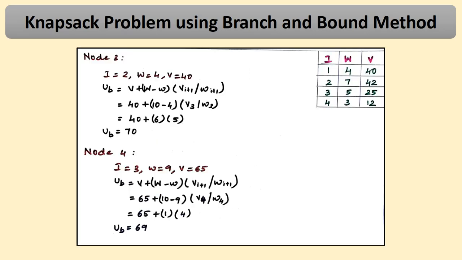So by substituting the value for node 4, the upper bound value is what? 69. Okay. So when you substitute for the formula, V is 65 and capital W is 10 minus the individual weights. So individual weights is 5 plus 4, 9, and V4 by W4. So V4 by W4 is what? 12 by 3, that is nothing but 4. Okay, so the answer is what? Upper bound answer is 69. Now this value should also get updated in that tree.